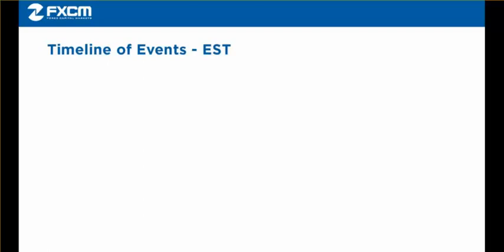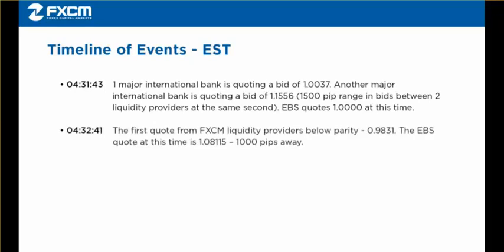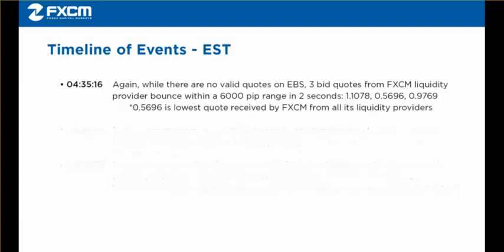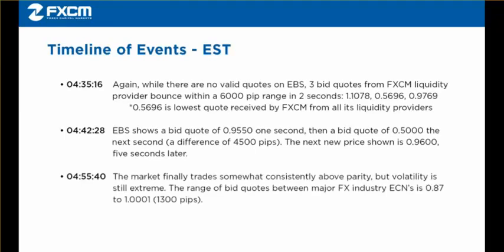EBS is often used as the benchmark or reference for the institutional market. At 4:31:43, they're quoting Euro Swiss at 1.000, showing complete market dysfunction. Within 3 minutes of the 120 Euro Swiss floor being breached, the institutional FX market was in a state of panic, exemplified by one major international bank quoting a bid of 0.6374, representing a move of over 40% in 3 minutes, an unprecedented move in a major currency pair. ECNs showed extreme quote ranges going as low as 0.5000, even on EBS.